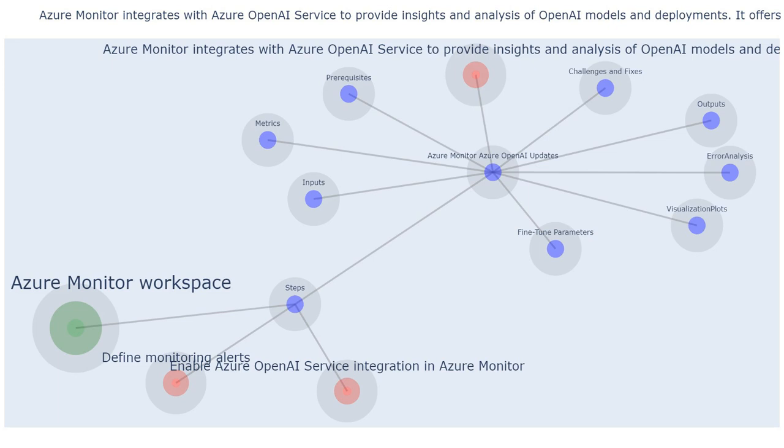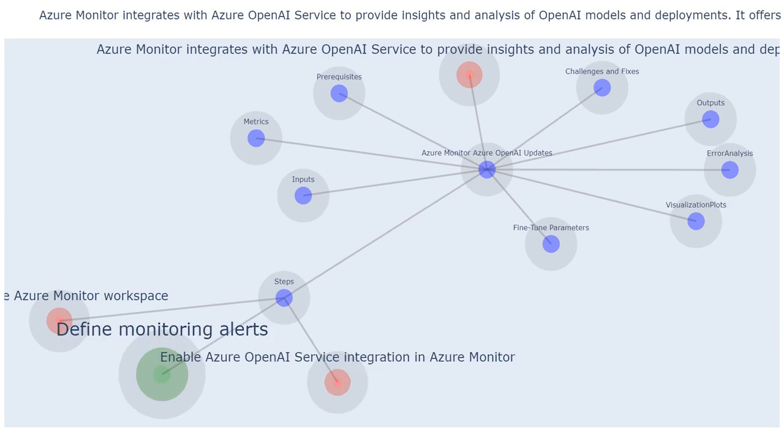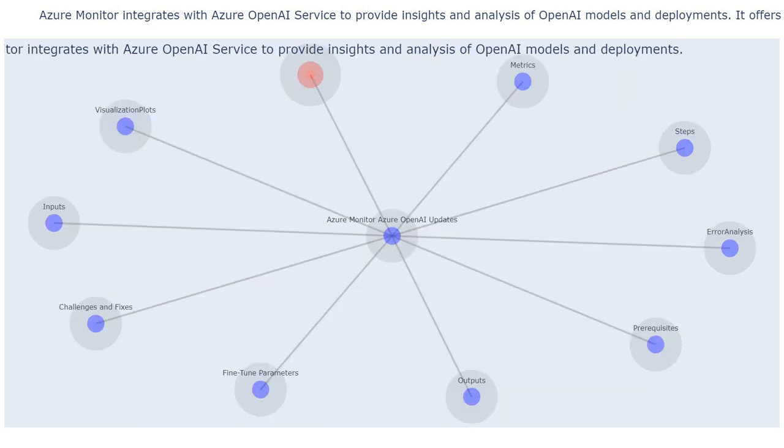Set up a dedicated workspace for storing and analyzing monitoring data from Azure OpenAI deployments. Enable Azure OpenAI Service integration in Azure Monitor. Configure Azure Monitor to collect metrics and logs from Azure OpenAI deployments. Define monitoring alerts. Establish thresholds and conditions to trigger alerts when key metrics deviate from expected performance, indicating potential issues or areas for improvement. Prerequisites.